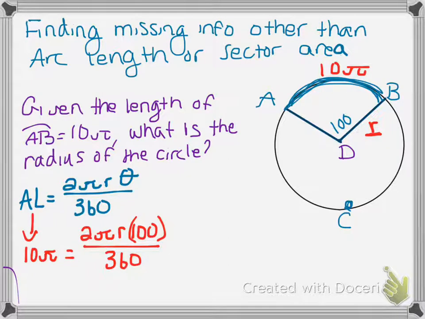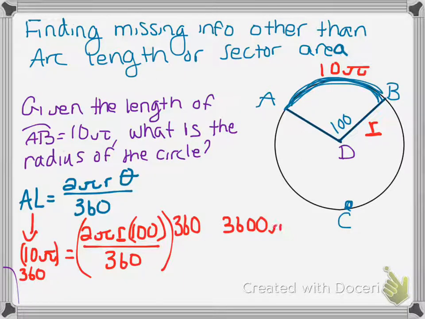So what we have to do now is solve and get r by itself. We're going to start off by just doing algebra. We've got to get that 360 out from underneath, just like we've done before. So we multiply both sides times 360. That gives me 3600 pi equals 2 pi r 100.